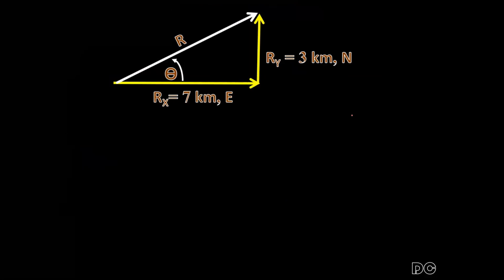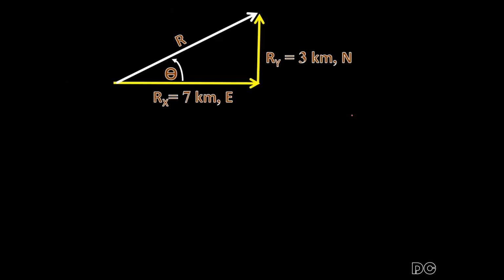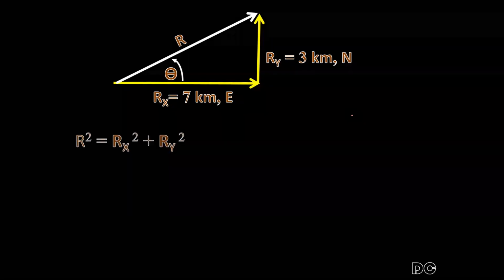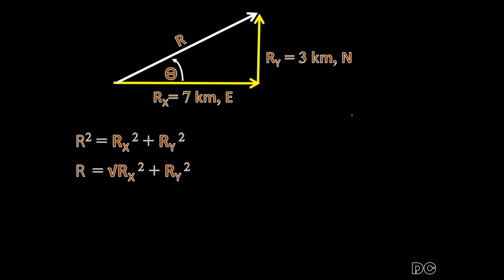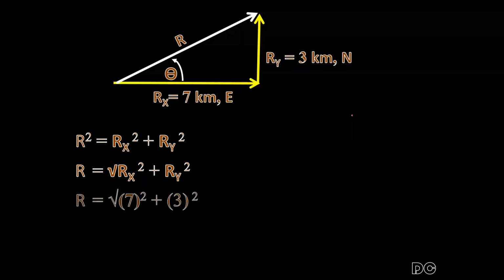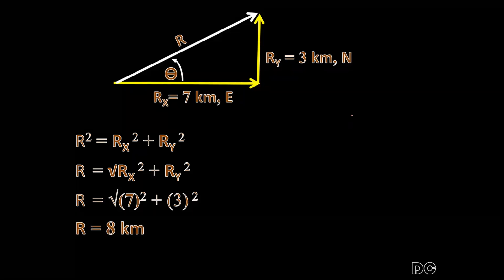Okay, so the resultant has the x and the y components. To solve, we use the Pythagorean theorem: R sub x squared plus R sub y squared. So substitute 7 squared plus 3 squared. So R is equal to 8 kilometers. So that is how to solve the resultant.